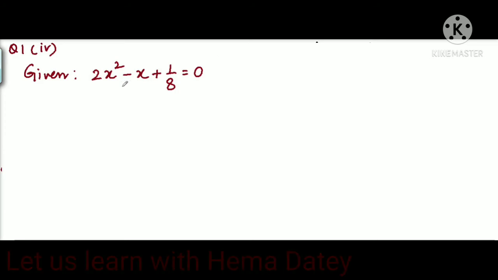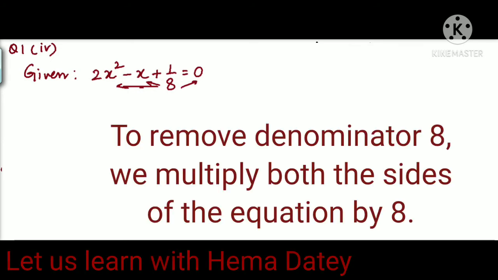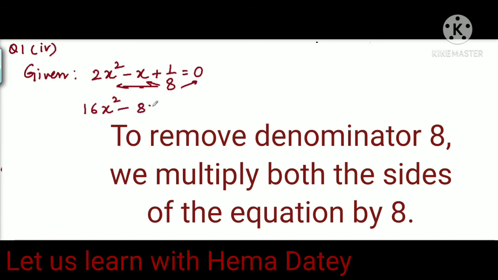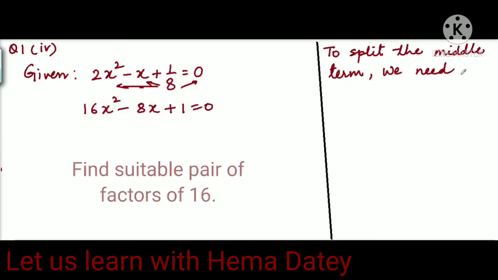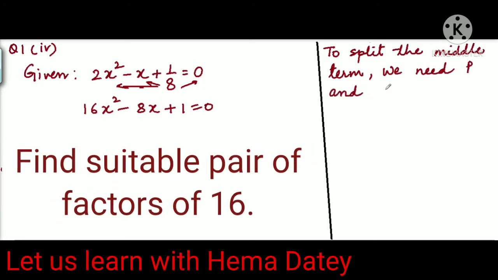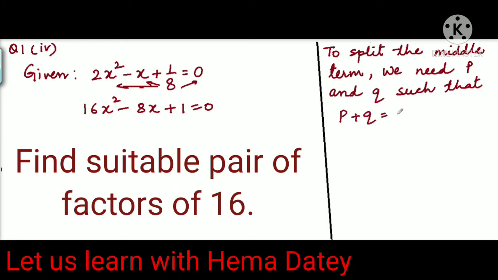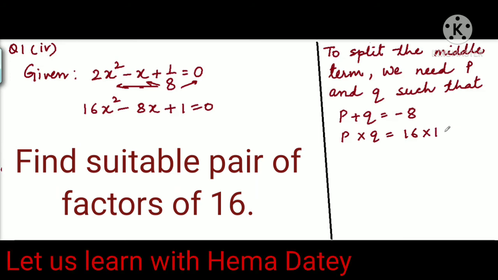Let's try question number 1, fourth part. Given 2x² - x + 1/8 = 0. To remove the denominator 8, we multiply both sides of the equation by 8 and we get 16x² - 8x + 1 = 0. To split the middle term, we need p and q such that p + q = -8 and p × q = 16 × 1, which is 16.